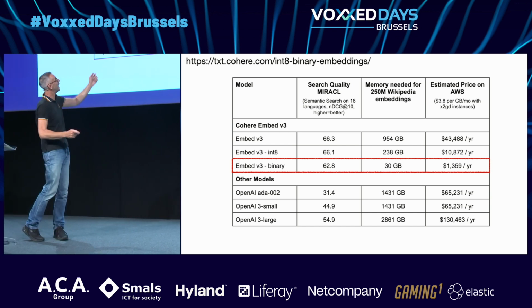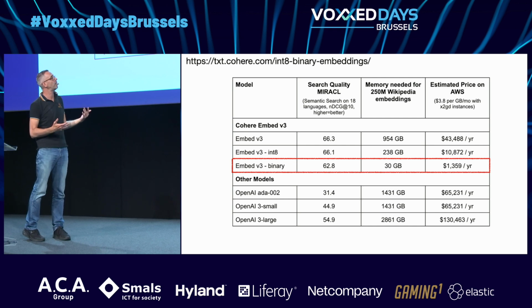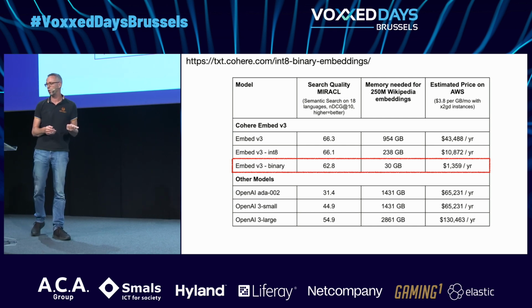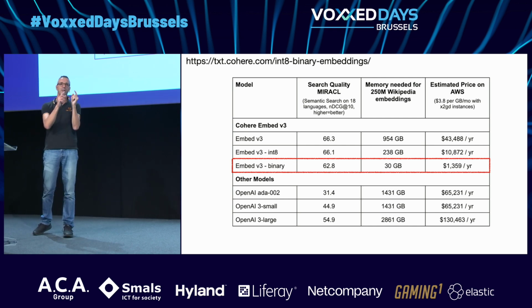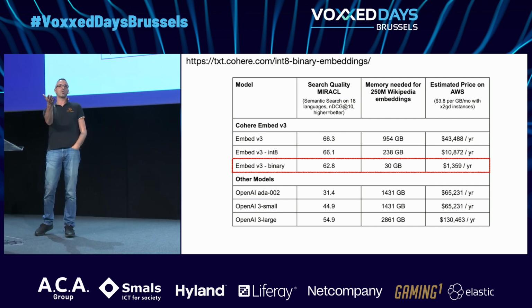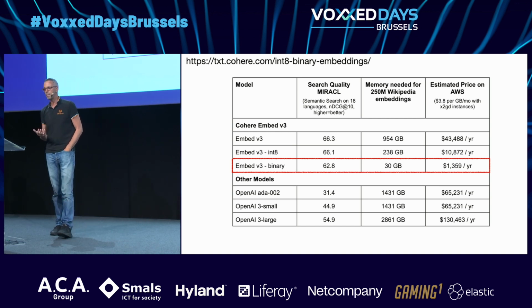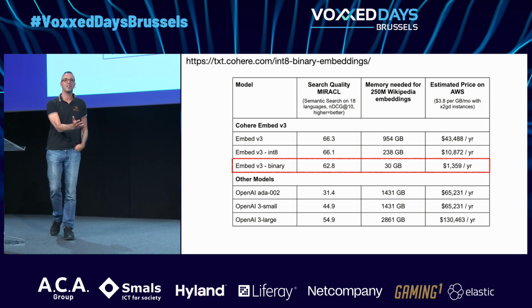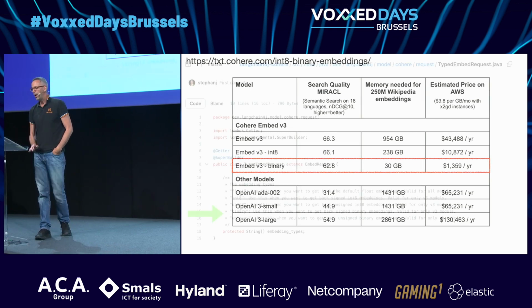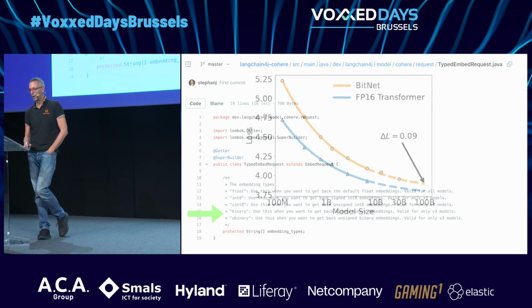If you look at Amazon, if you have to hold 1 terabyte, it's going to cost you $43,000 a year. But if you do it with binary, it's only going to be 30 gigabytes, and it's going to cost you $1,300. So that's like, wow, that's interesting. And it seems Cohere supports this. So I implemented this for LangChain. As you can see there, that's the binary and the unsigned binary that you can now include.